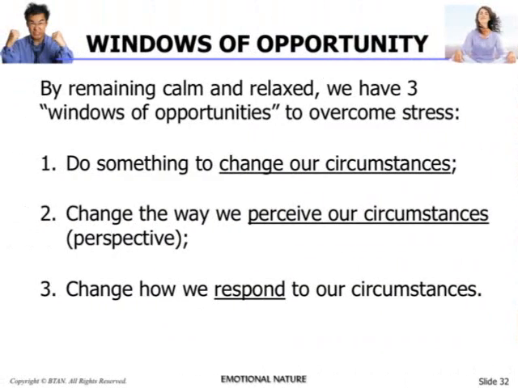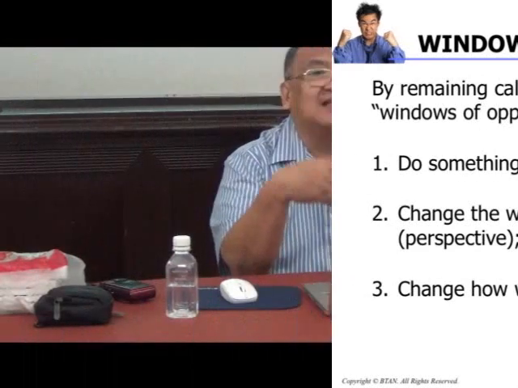So what Daniel Goleman mentioned, right, by remaining calm and relaxed, we have 3 windows of opportunity. The first thing to do, think about what is it we can do to change the situation. If we can do something to change the situation, to make us feel better, then do it. It's good. Right? But there are some extremes.